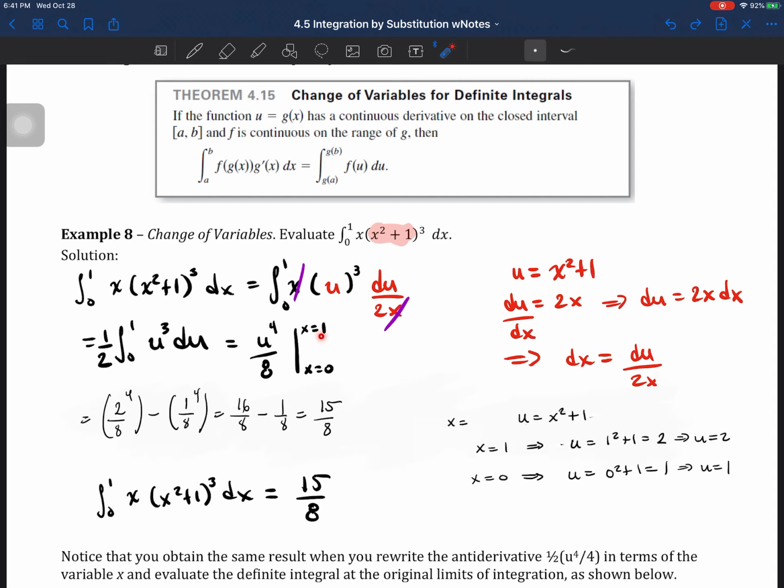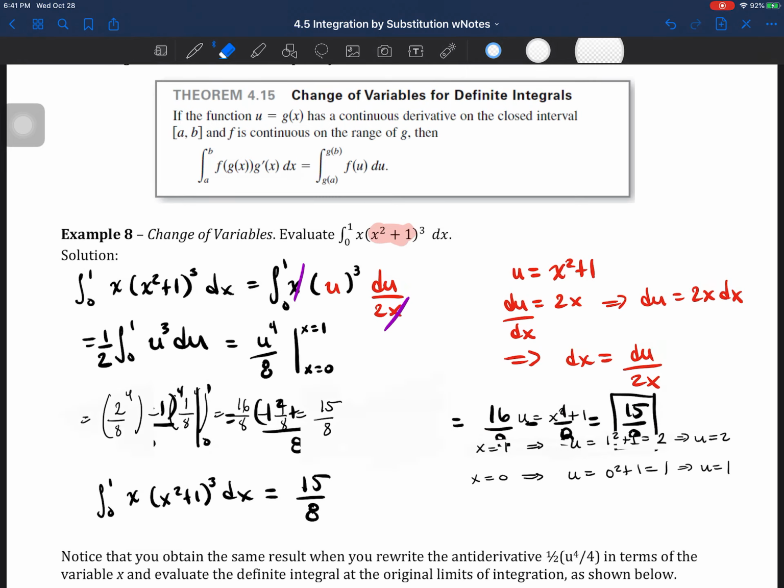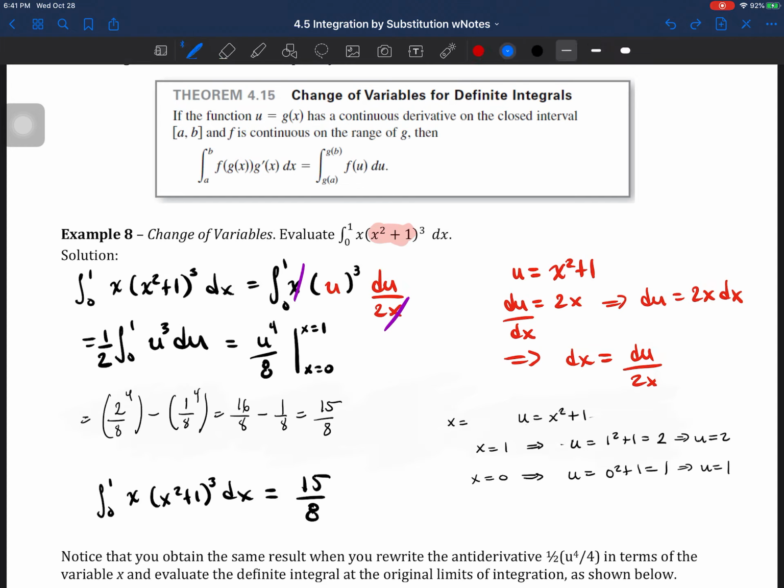Sorry, let's go back over here. So these will be values in terms of x, but we cannot plug them in because this is in terms of u. Now you could turn this back into x by rewriting this in terms of x as x squared plus 1, or we have this alternative. We can change the value of our x's in terms of u. So we can replace this and this in terms of u.